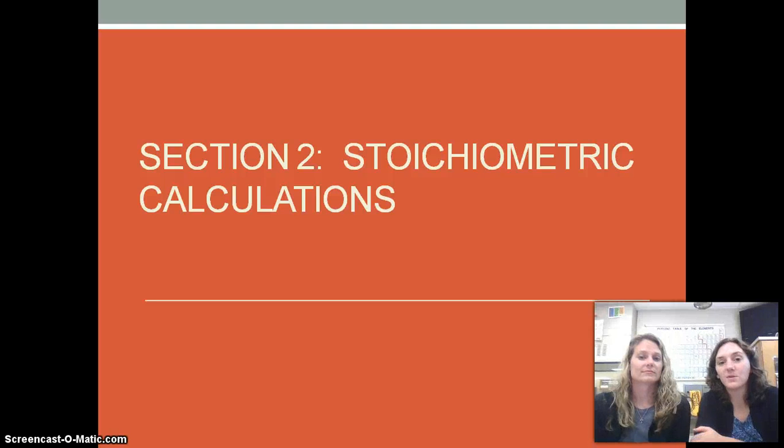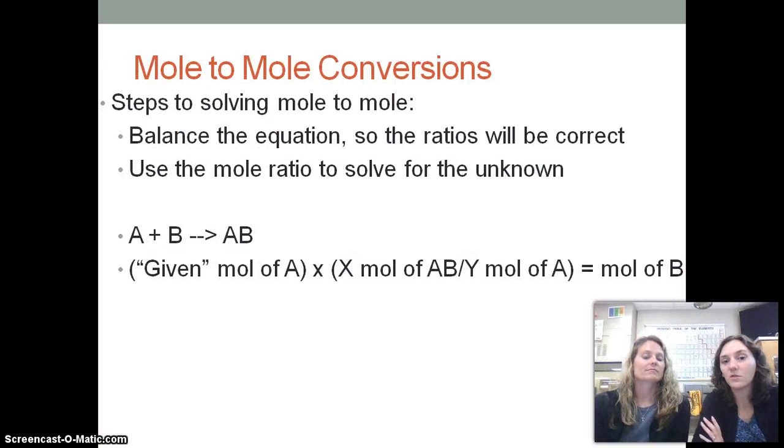Okay, section 2, chapter 11, we're dealing with stoichiometric calculations. We have a lot to cover in this section. So you're going to use your mole ratios to go mole to mole. You're actually going to use mole ratios in all of these calculations, so get used to those.